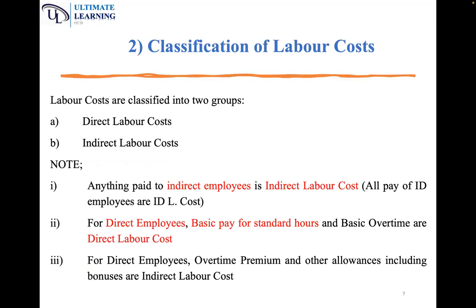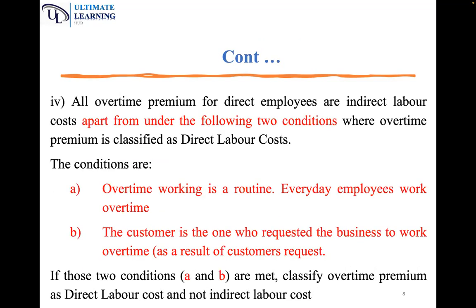So I was just trying to classify labor costs. When we classify labor costs, we classify them as either direct or indirect labor costs. Anything paid to indirect employees is indirect labor costs. But for direct employees, basic pay for standard hours and basic overtime are direct labor costs, and overtime premium and allowances are indirect labor costs. So we have looked at number one, classification of employees, and number two, classification of labor costs.